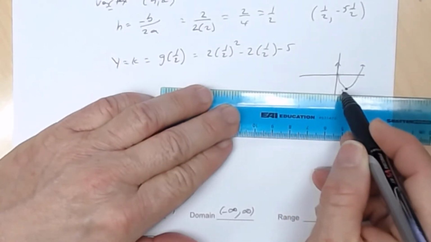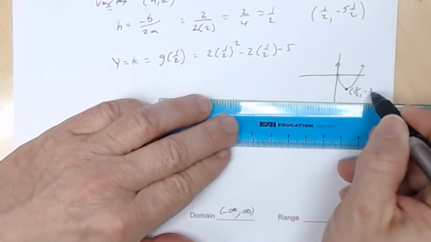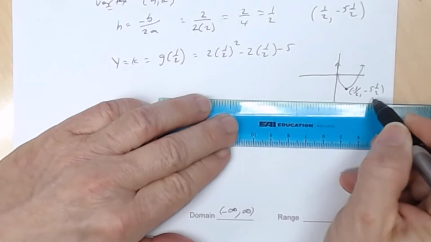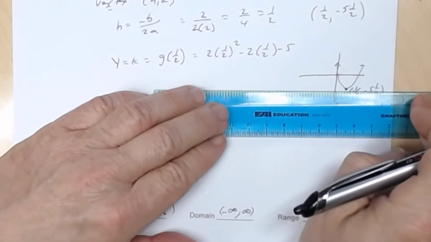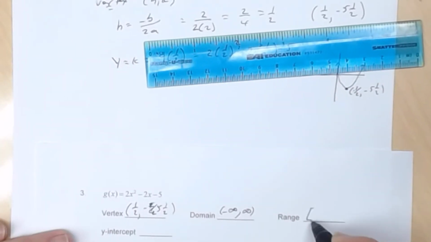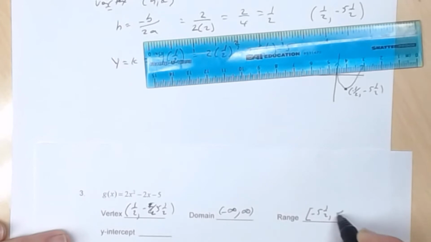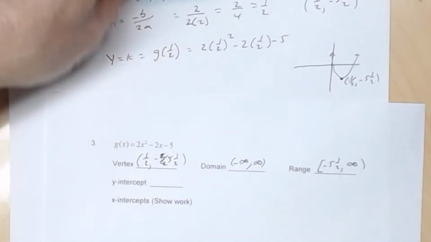So that means that this y coordinate, and remember this is 1/2, negative 5.5. So my smallest y coordinate is negative 5.5. So it'll be negative 5.5 all the way to infinity. So bracket negative 5.5, comma, infinity. So there's your range.